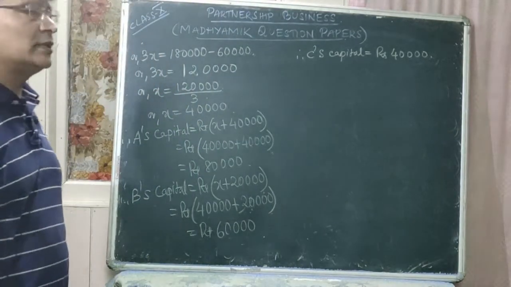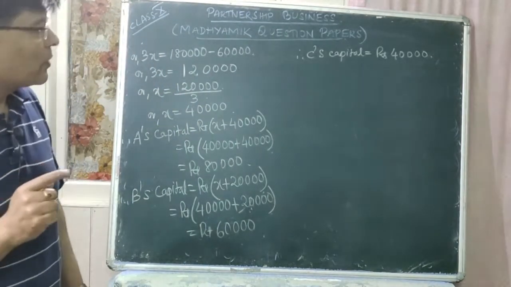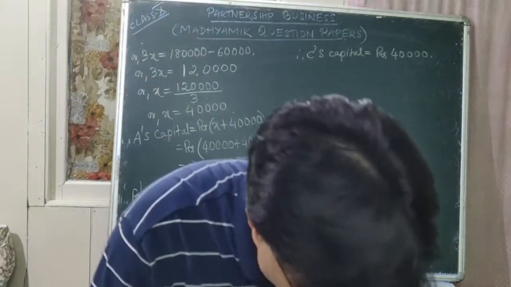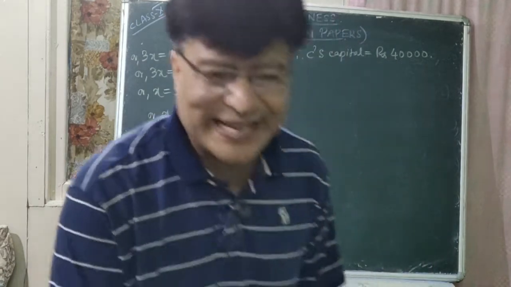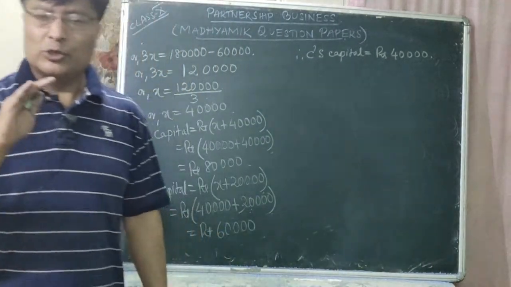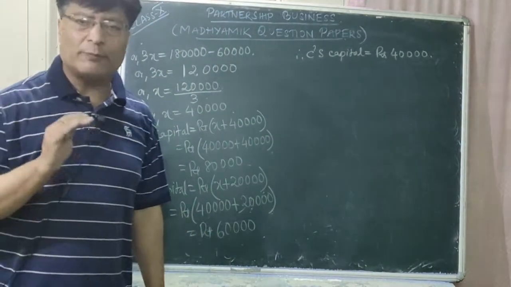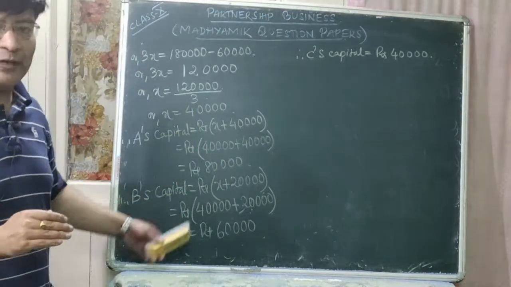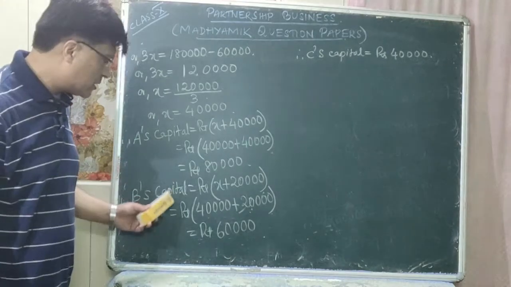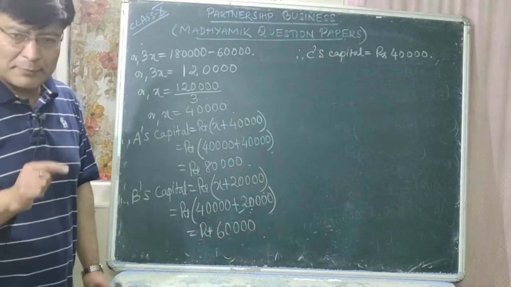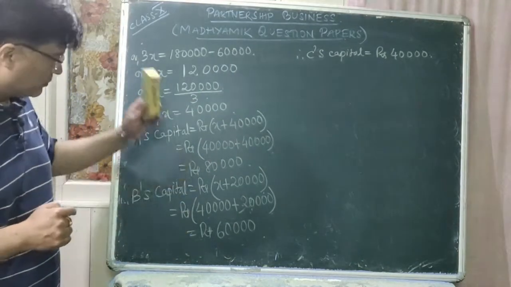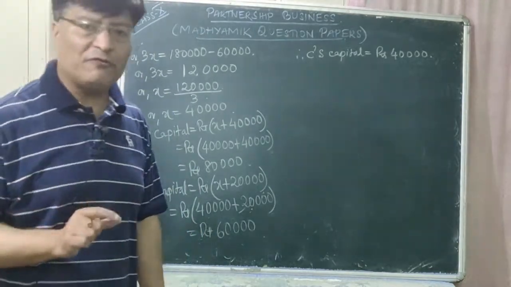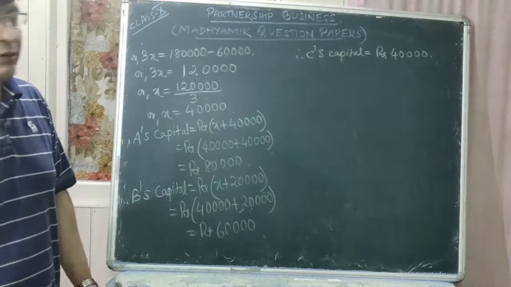So next, what was the total profit actually? It was rupees 10,800. You have to divide this total profit, rupees 10,800, in the ratio of their capitals. Just now we got the capitals of A, B and C. Let us find out their ratio, because the profit is divided in the ratio of their capitals.